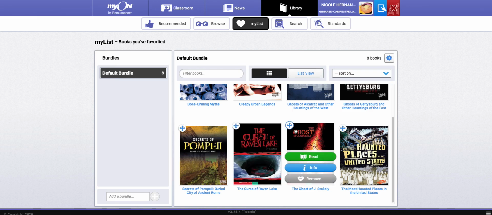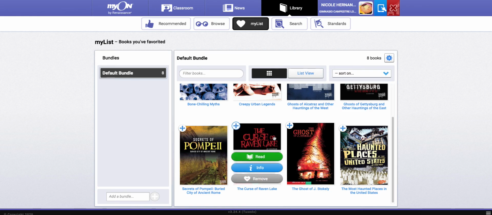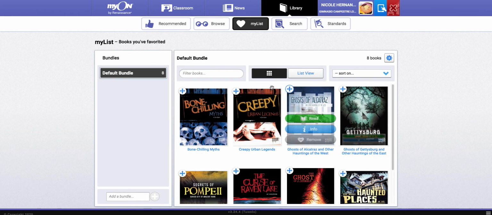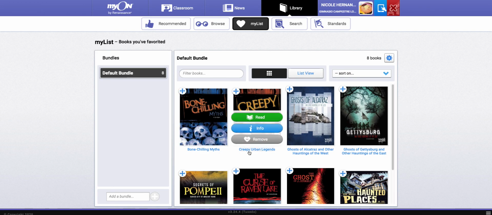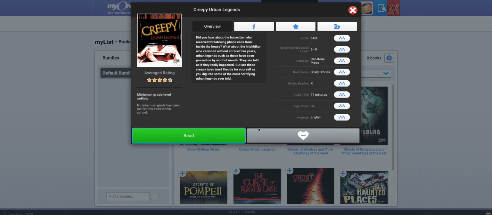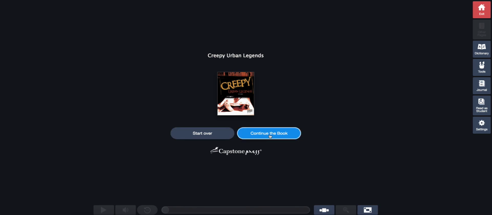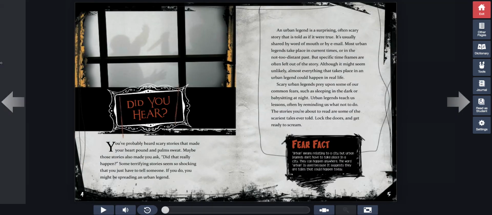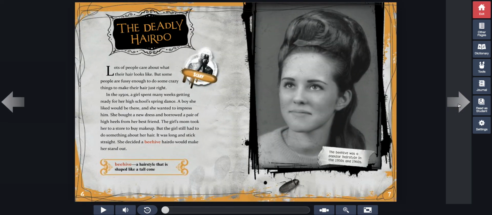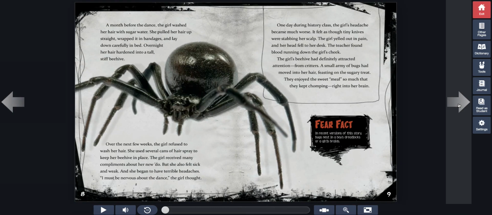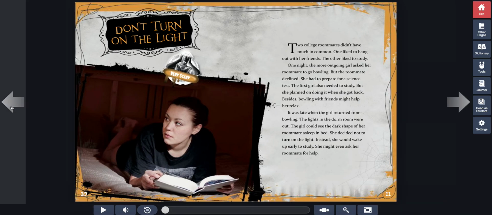Okay? What are we going to do? We are going to be reading this book, one of these ones, but also we are going to be reading another one because these are like short stories. So for example, in the case of Creepy Urban Legends, we are going to have like short stories about different places. I am going to show you. So for example, you have The Deadly Hairdo. So you have like 3 pages about it and then you change the story.